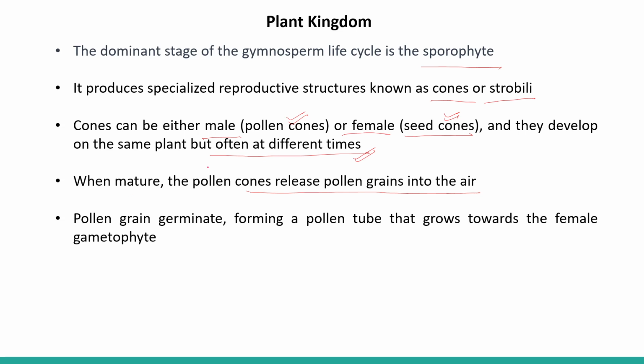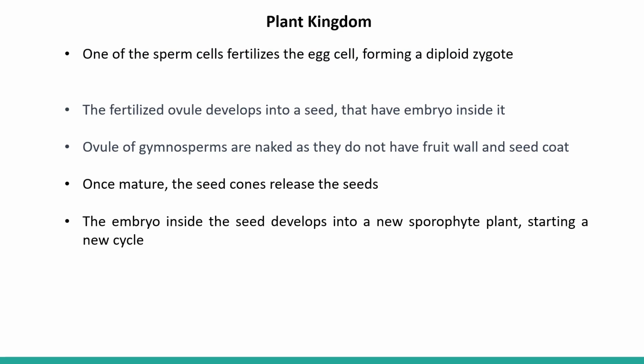So when they become this structure, that is the male cone and the female cone, when they get mature, the male releases the pollen grain. This pollen grain germinates, forming a pollen tube when it reaches the female gametophyte. One of the sperm cells fertilizes the egg cell and forms the diploid zygote. Now the sporophyte generation starts again. The fertilized ovule develops into the seed and forms an embryo inside it.